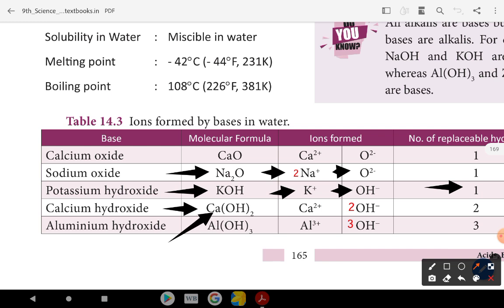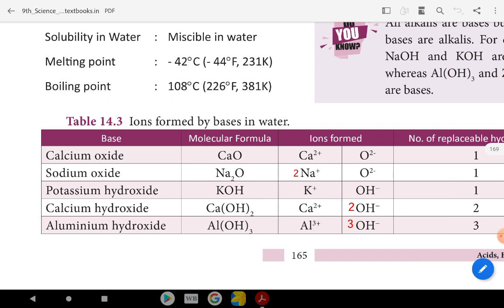And then what are the ions formed? You get calcium, and the ion is Ca2+, and then you get 2 OH-. In detail we will be studying later about the charged particles. And then you have the replaceable hydroxyl ions, 2. See, I have done some corrections, children, you can copy it in your book.